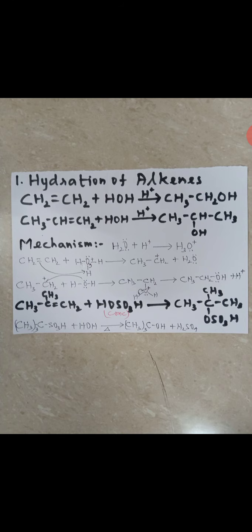Yes, students, we will start the preparation of alcohols. The first one is hydration of alkenes. As you can see on the slide in front of you, I have taken the alkene ethene. When ethene reacts with water in the presence of H plus ion, it gives you ethyl alcohol. Ethene is an unsaturated compound, but it is symmetrical.